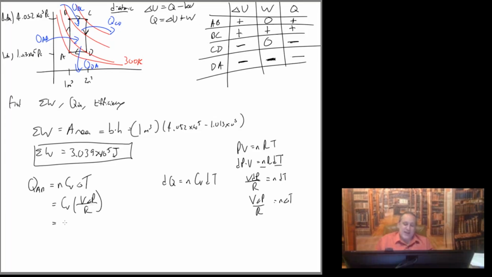So CV for diatomic is 5 halves R times V delta P over R. So the R just cancels out. And we have 5 halves times my volume, which is 1, times the change in pressure. That change in pressure is the same change in pressure we computed there. It's 3.039 times 10 to the 5th. So this is going to be 7.6 times 10 to the 5th joules.